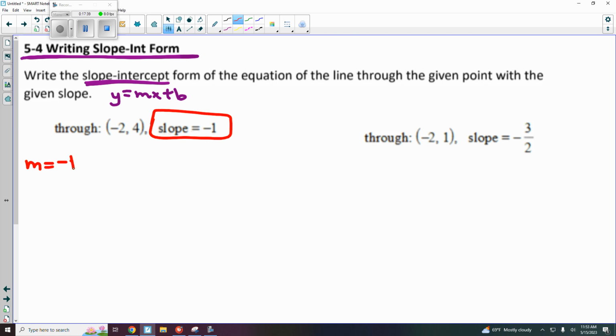So if it tells me my slope, which is m, what do we still need in order to write an equation of slope-intercept form? We have m, what do we still need to find? B, you got it. We still need to find b. So we're going to find our y-intercept by using our slope-intercept form, y equals mx plus b.